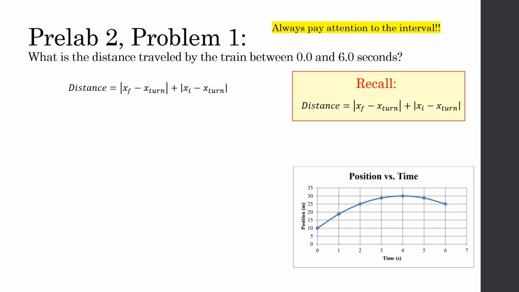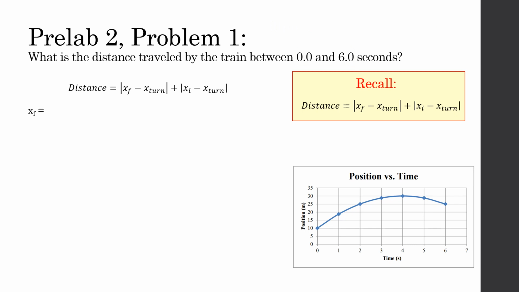All right, Prelab practice problem number 1. What is the distance traveled by the train between 0 and 6 seconds? Now, I cannot emphasize enough how important it is to pay attention to your time interval. Now, as I mentioned, for the examples, just so we don't confuse anybody, we are going to be using the whole time interval, but please pay attention to the time interval when you're taking the quiz and taking your exams, because it will not necessarily span the entire interval. Done beating a dead horse.